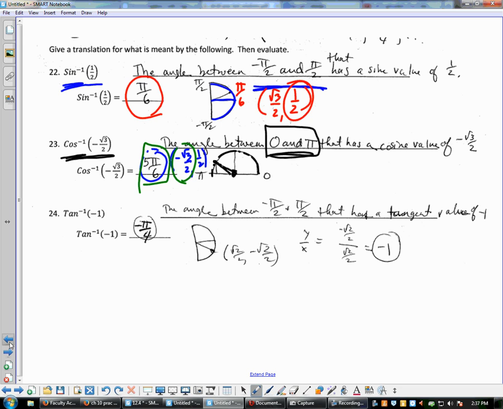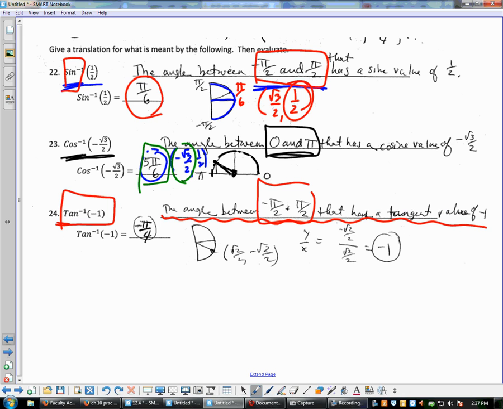Capital tangent inverse of negative 1. Translation: the angle between negative pi over 2 and pi over 2, so that's the same as here with sine. So capital sine inverse and capital tangent inverse both have the negative pi over 2 to pi over 2. The angle between negative pi over 2 and pi over 2 that has a tangent value of negative 1. So that is going to occur here on our unit circle. But remember, we're not going to write 7 pi over 4. That would be an incorrect answer because 7 pi over 4 is not between negative pi over 2 and pi over 2. That would be wrapping around this way, and we don't want to wrap around that way. We want to just go this direction. So the answer is negative pi over 4.